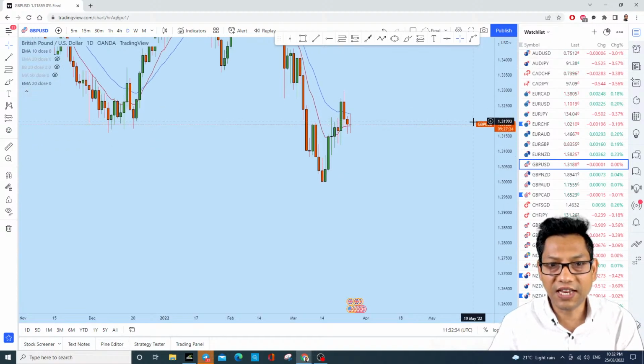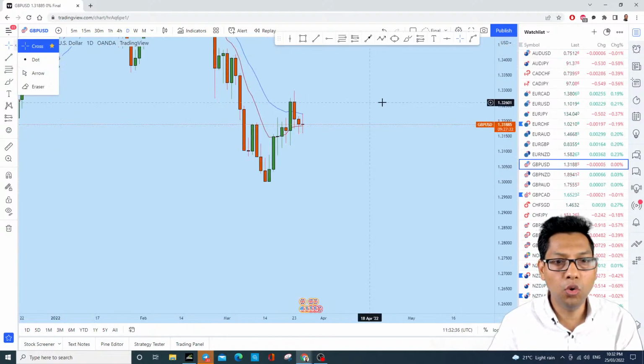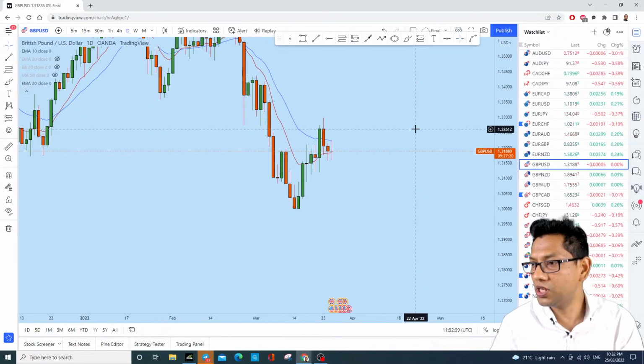Now daily time frame so far looks bearish and looks like it has created a false breakout.